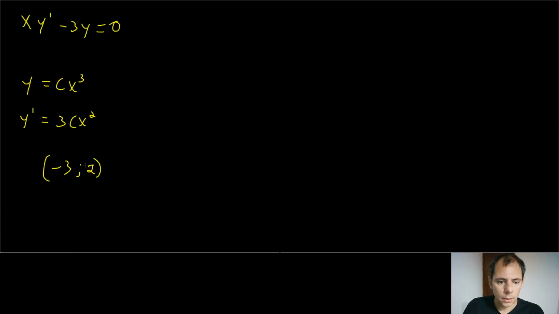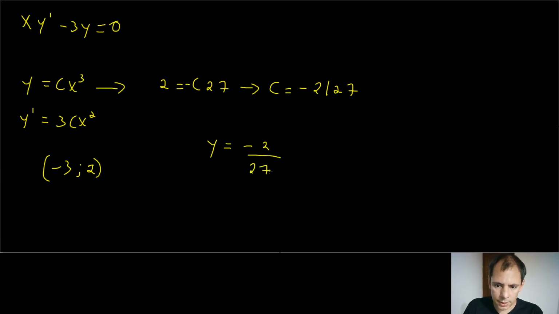All right. So let's do this in here. It's going to be 2 is equal to c times minus 3 cubed. That means minus 27c, right? That means that c equals minus 2 divided by 27. So this function here becomes y equals minus 2 divided by 27 times x cubed. That's the solution.